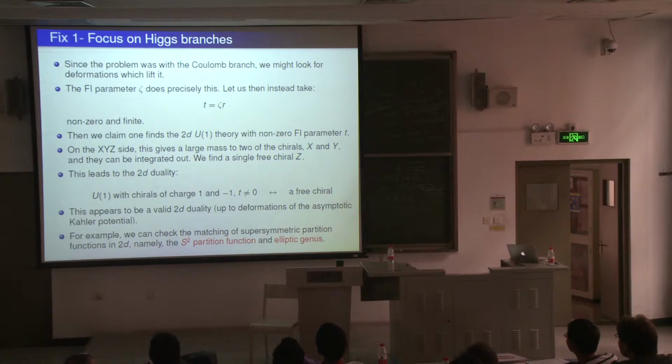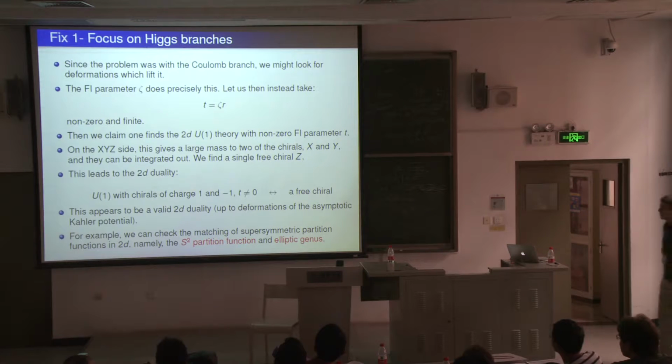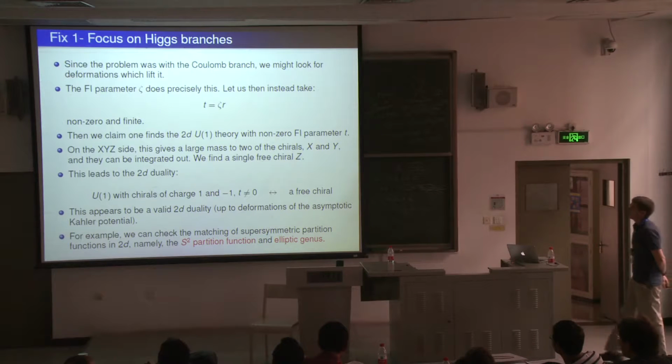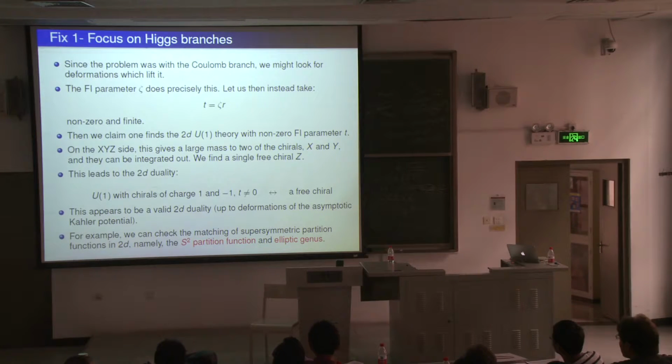So the problem before, in a sense, was with the Coulomb branch, because we had these asymptotic components which were cylinders and depended on gamma, whereas the Higgs branch was independent of gamma, because it was independent of the gauge coupling. So to try to fix the duality, we can try to lift the Coulomb branch. And the natural way to do that is to turn on an FI parameter. So let's turn on this dimensionless parameter T, zeta times R, and see what happens.